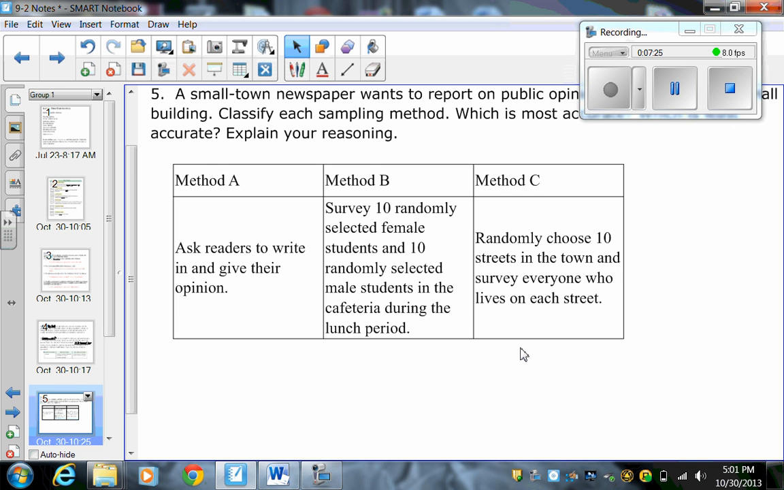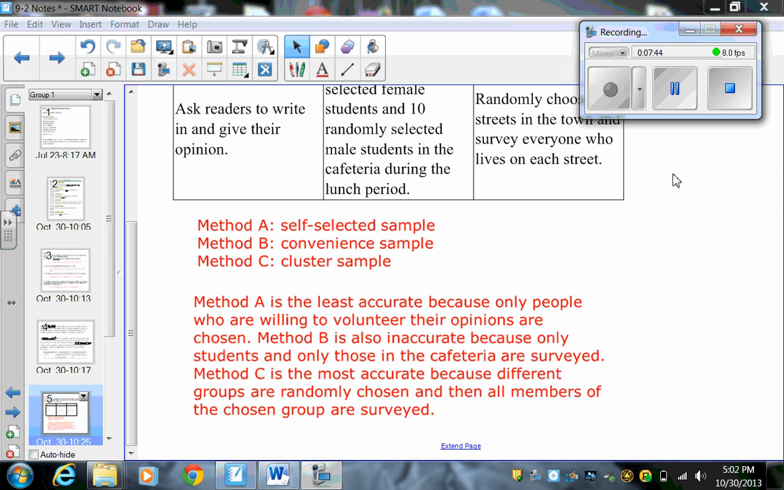Method C says they randomly choose 10 streets in a town and survey everyone who lives on the street. So you're first divided into groups, the streets, and then they're surveying everybody within that group, which is everybody that lives on that street. So this would be an example of cluster. So we have that method A is self-selected, method B is convenience, and method C is cluster.